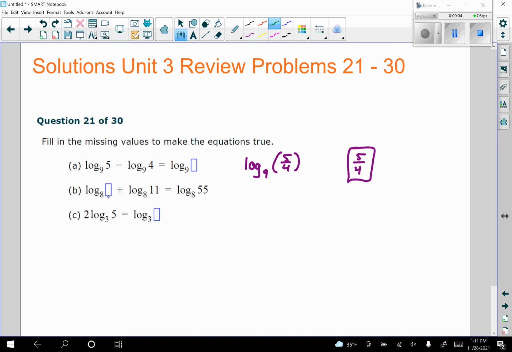So the blank here, the answer would be 5/4. For B, in order to get the 55 here, notice we're adding, so we need to multiply whatever number goes here by 11, so this would be a 5. So we would have log base 8 of 5 plus log base 8 of 11 become log base 8 of 5 times 11, which is 55. So 5 would be our answer.